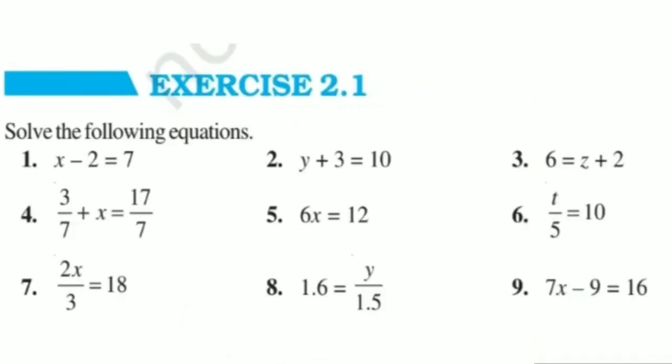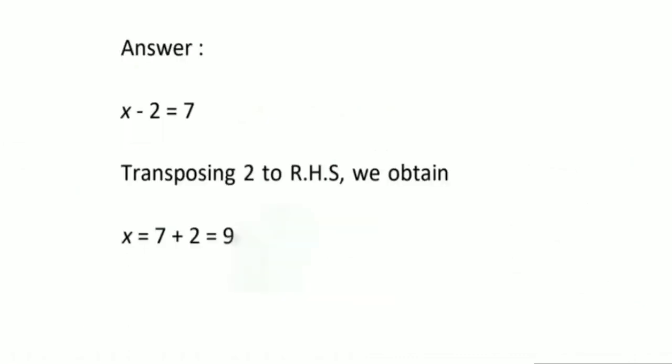Now scholars, let's see exercise 2.1. Solve the following questions. Number 1 is x minus 2 is equal to 7. So here one linear equation is given and we have to find the value of x. So we will use here transposing method. Okay. So on the left hand side minus 2 is there. So we will transpose 2 to the right hand side. So it will come what? Plus 2. The sign will change. Means x is equal to 7 plus 2. Means x is equal to 9.